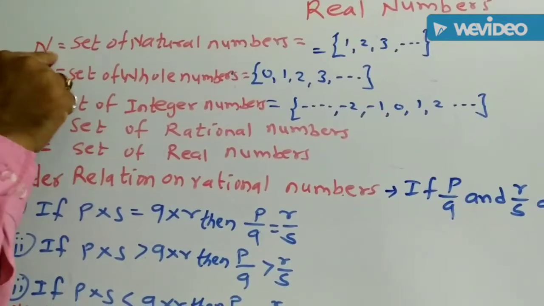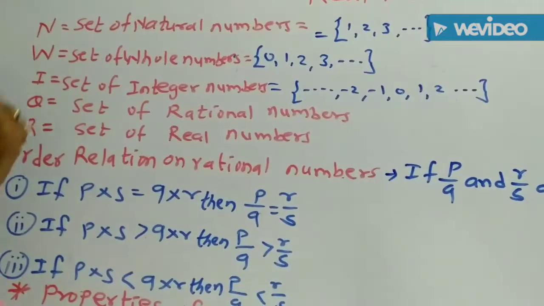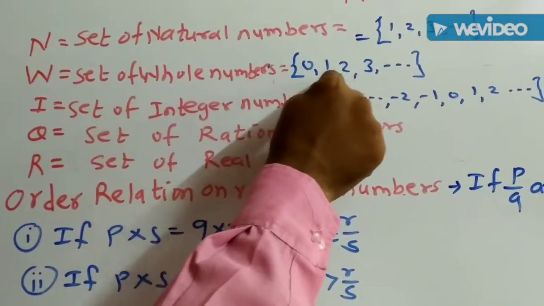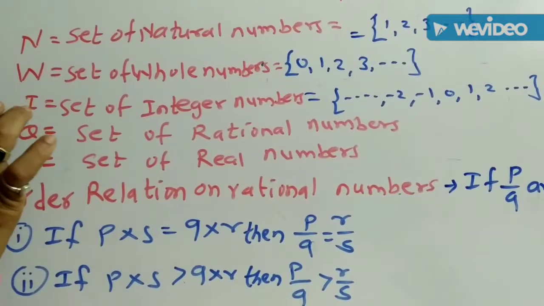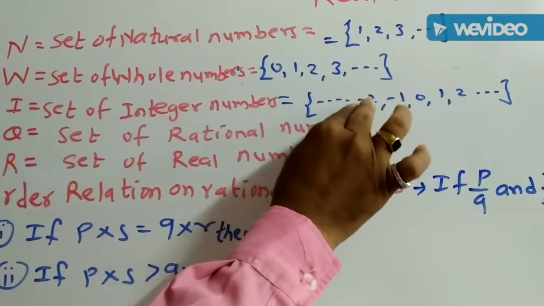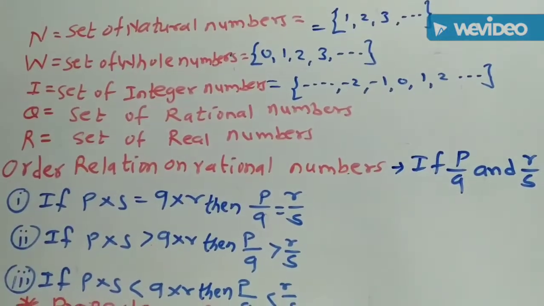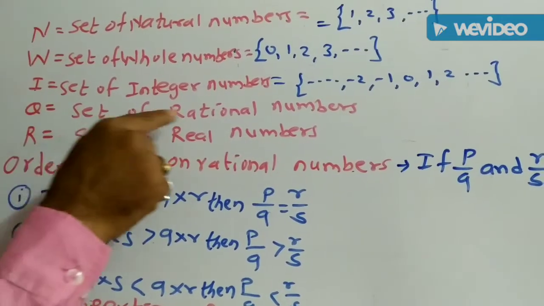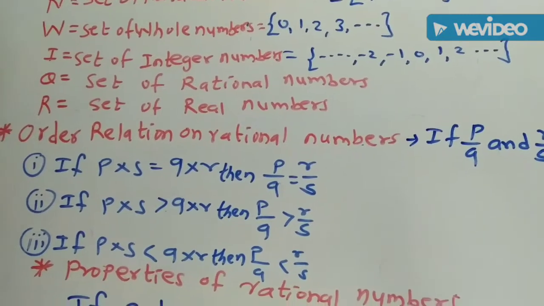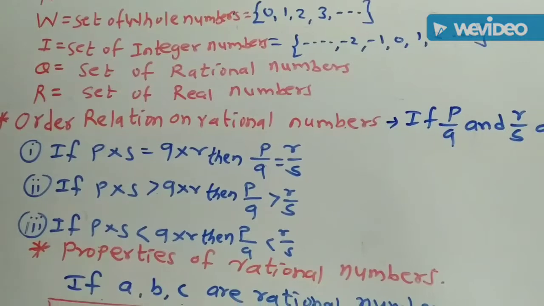N, capital N, is the set of natural numbers, which is given by 1, 2, 3, and so on. W means the set of whole numbers, which is given as 0, 1, 2, 3, and so on. I is the set of integers, that means the set of all the negative numbers, all the positive numbers and 0. Then Q is the set of rational numbers and R is the set of real numbers. We see this topic in the first chapter, Sets, in class 9.